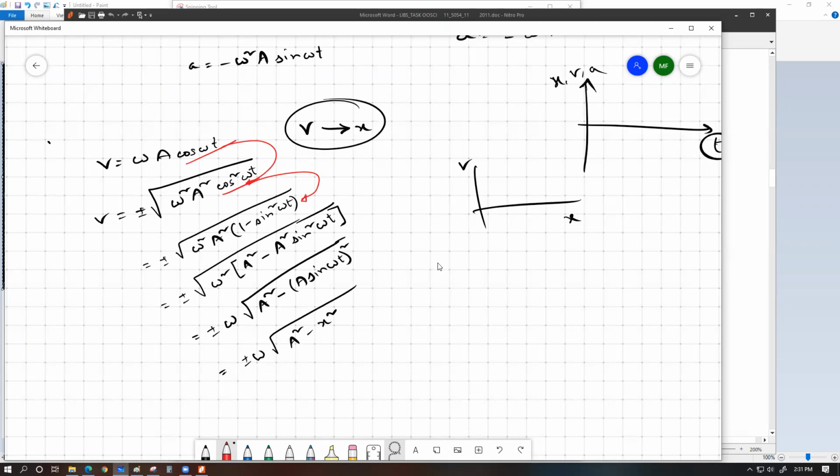My aim is to ultimately make this whole thing into X, because I'm having A square sine square omega t. So I can write A sine omega t whole square over here. I took the omega out in this step. So omega square becomes single omega on outside the root over sine. And this whole thing was written as X over here. So ultimately we have V equals to plus or minus omega root over A square minus X square.